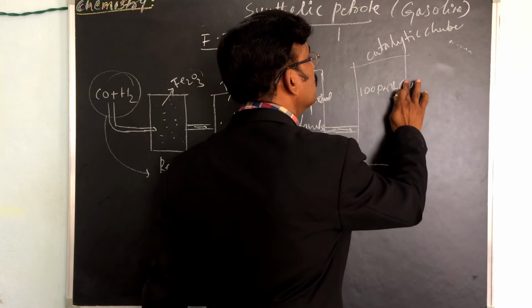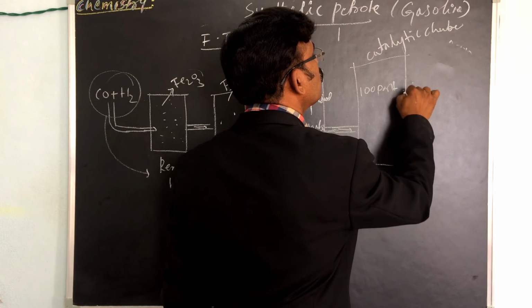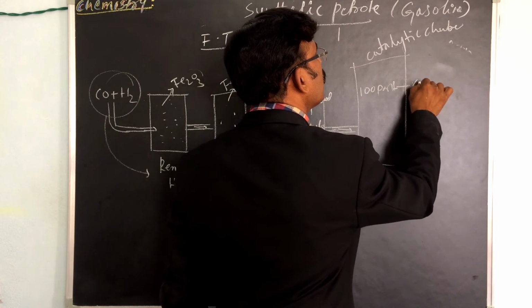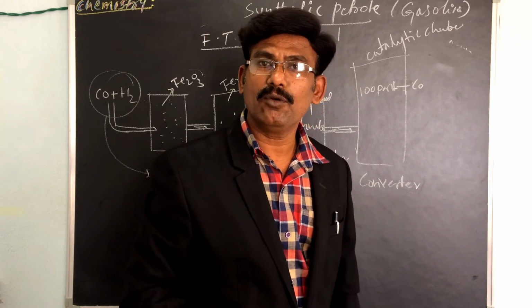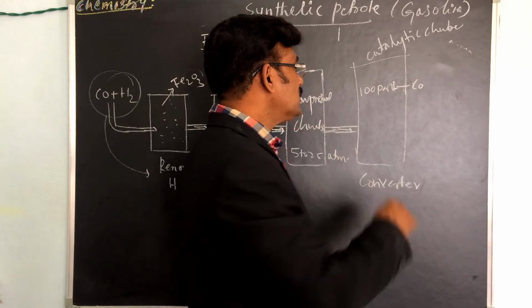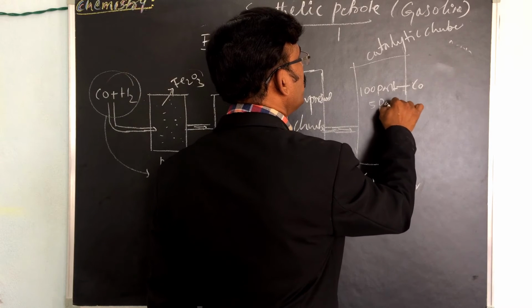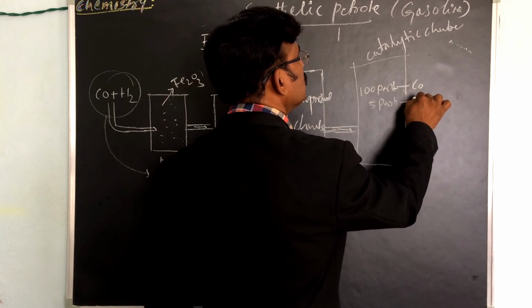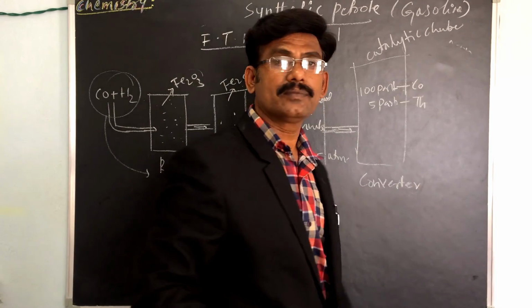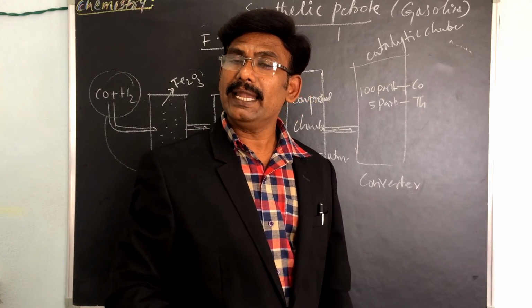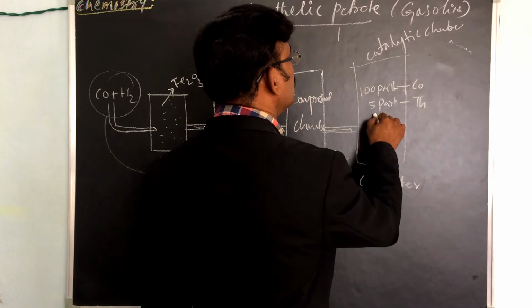100 parts of cobalt, 5 parts of thorium, and 8 parts of Kieselguhr.